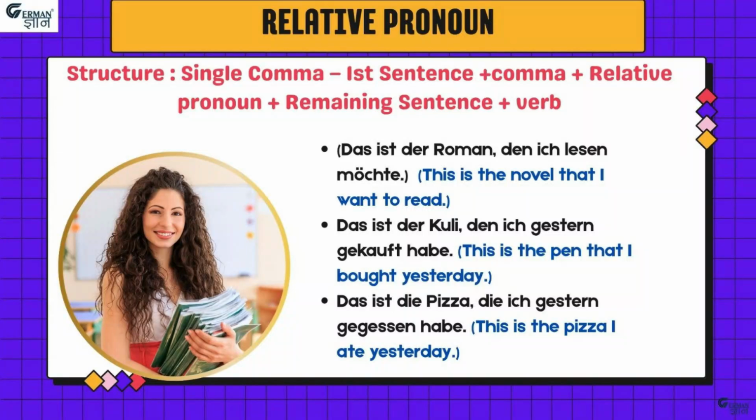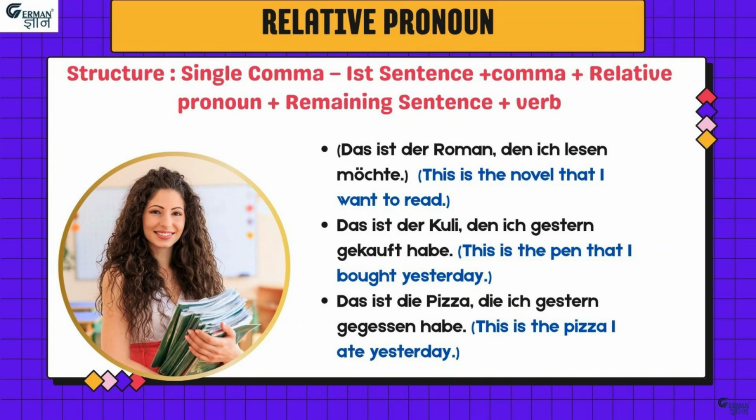The last sentence structure is of the relative pronoun, but this time in a single comma. So for the single comma, the structure is first comes your sentence, that is your first sentence, then your comma, then the relative pronoun. Now remember, the relative pronoun forms a Nebensatz or a subordinate clause. That means the verb goes at the end of the sentence. So right after the relative pronoun, you have to write the rest of the sentence, and then at the end of the sentence goes the verb.